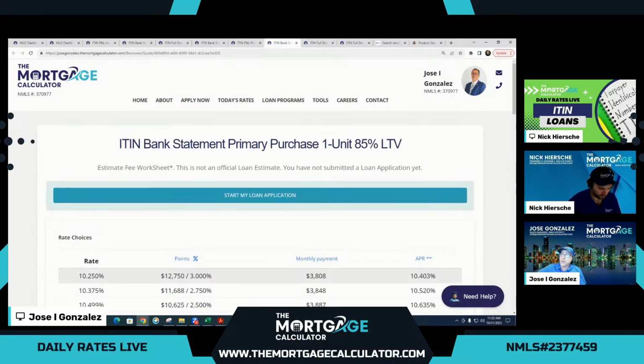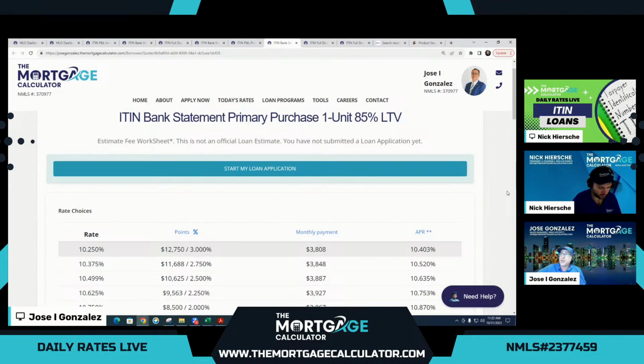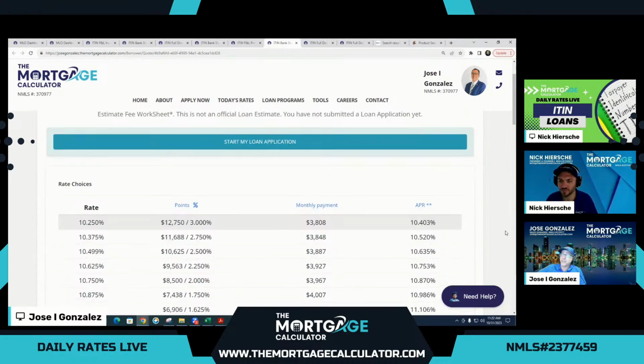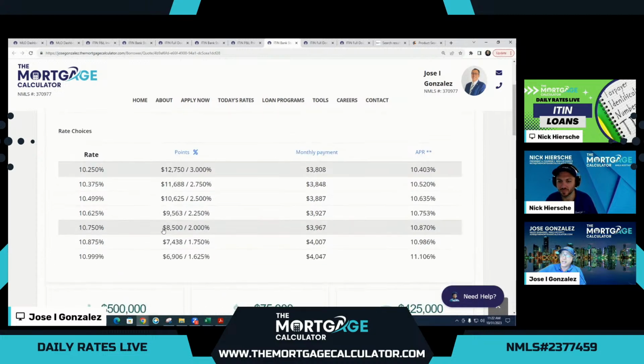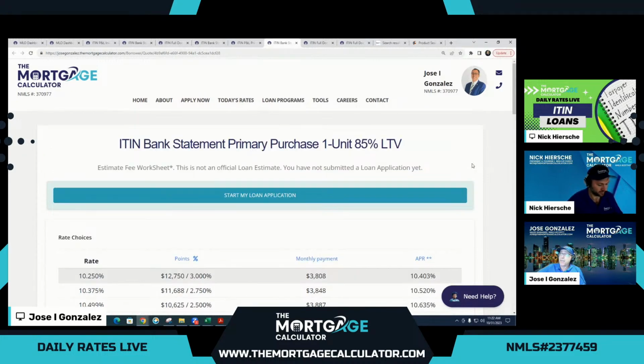So now we're going to twist it around a little bit. Great news again for you all to note here that we do have a primary one unit bank statement ITIN option. Wow, that's quite a mouthful. At an 85% LTV. Again, 10.999. There's a little bit of an add on, a quarter point add on at the lower rate. And you can buy that down to 10.25%. And again, 85% bank statement primary one units.